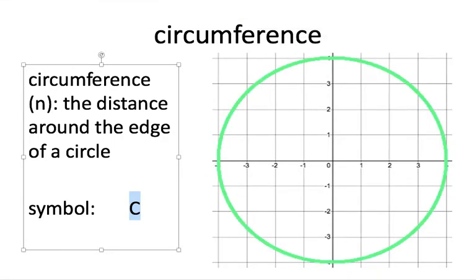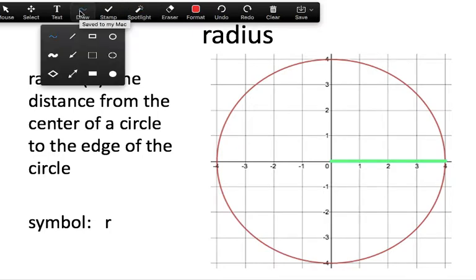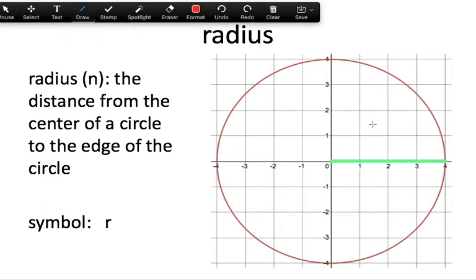All right, let's continue. Next, let's talk about radius. Radius is the distance from the center of the circle to the edge of the circle. So here on this particular picture, it's the distance here from the very center to this edge of the circle. So that is the radius.